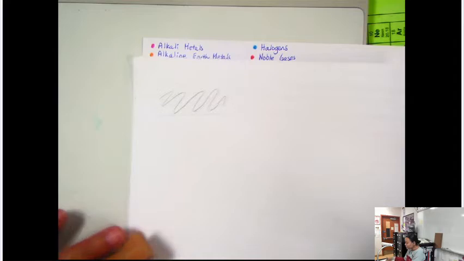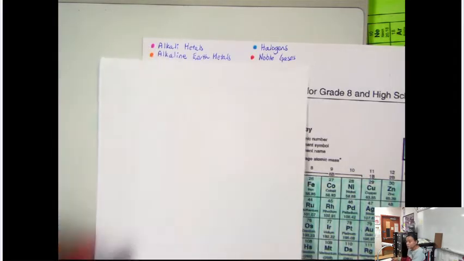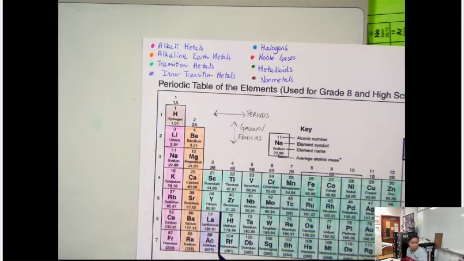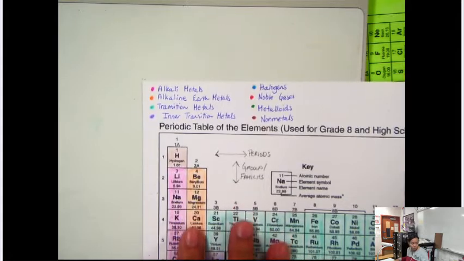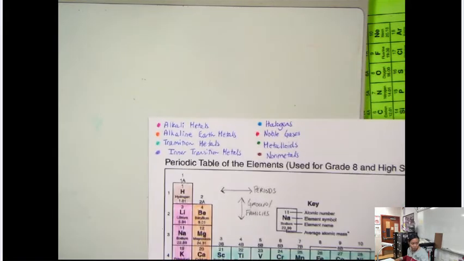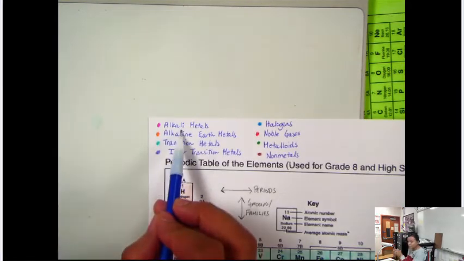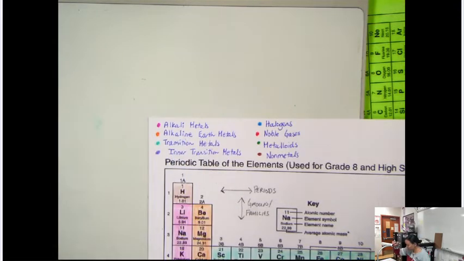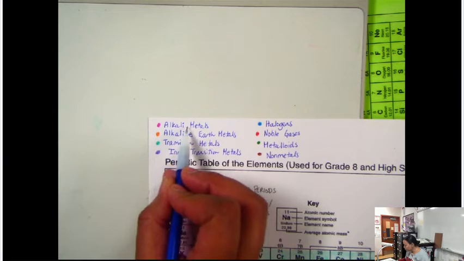So the first one we have is alkali metals. Alkali, no N-E, okay, it's just A-L-K-A-L-I, metals.